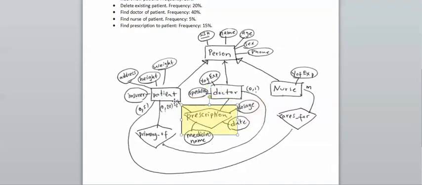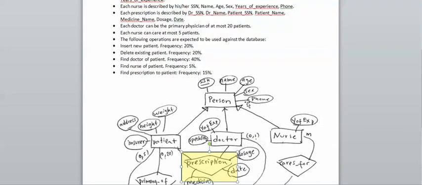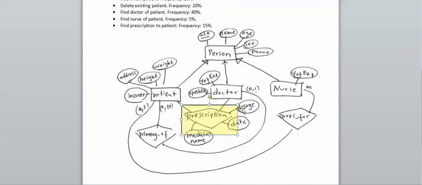You see it's connecting patient and it's connecting doctor. Now there is something else that we have there, which is the name, the dosage, and the date. And you see, these are attributes of the relationship. Why? Well, if I put that medicine name, dosage, and date on the patient, that doesn't make sense.